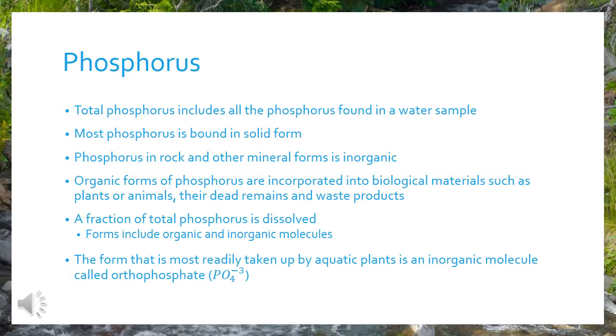Phosphorus in rocks and other mineral forms is inorganic. Organic forms of phosphorus are incorporated into biological materials such as plants or animals, their dead remains, and waste products. The fraction of total phosphorus that can pass through a fine filter is called dissolved or soluble. Dissolved forms include organic and inorganic molecules. The form that is most readily taken up by aquatic plants is an inorganic molecule called orthophosphate.